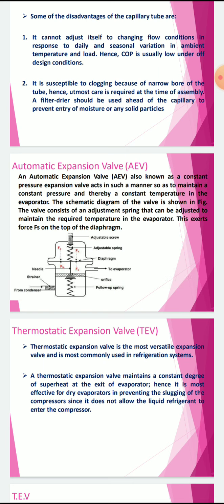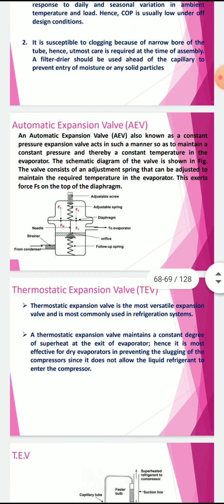Now, an automatic expansion valve. An automatic expansion valve is also known as a constant pressure expansion valve, acts in such a manner so as to maintain a constant pressure and thereby a constant temperature in the evaporator. The schematic diagram of the valve is shown in figure.